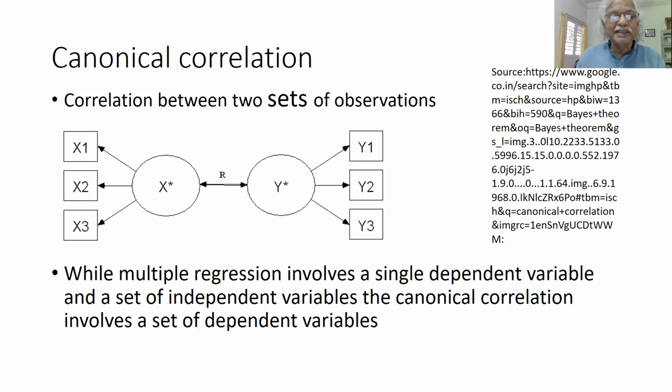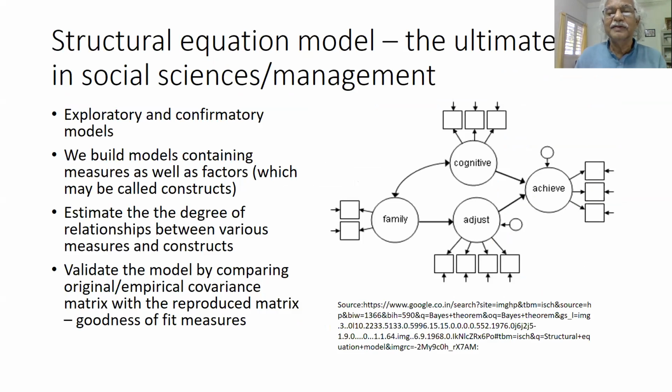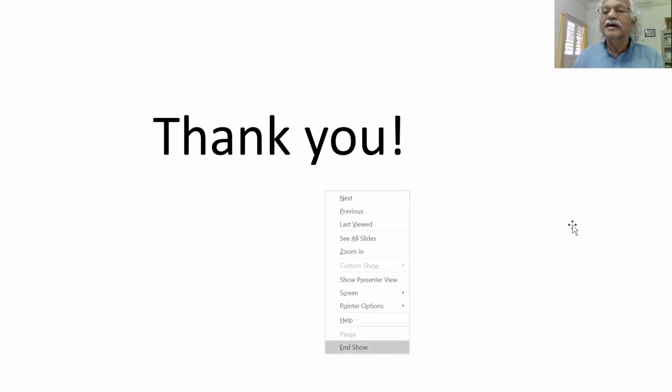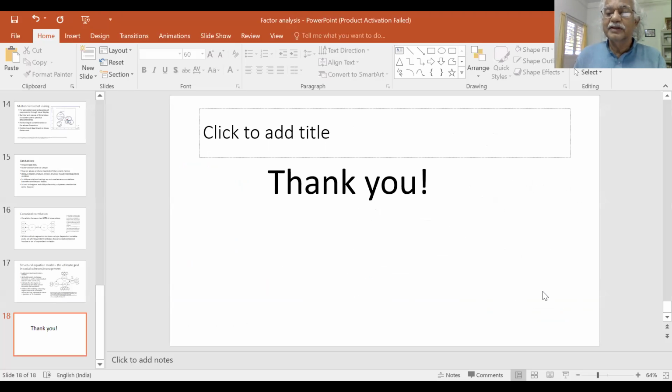The canonical correlation involves a set of dependent variables only. This is an example of structural equation modeling which I was referring to. So you posit a model, fit it through exploratory analysis on one set of data or half of the data, and then confirm or go for confirmatory factor analysis on the other half or the other set of data. Friend, this is a small presentation on factor analysis.